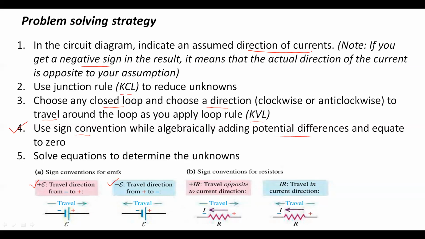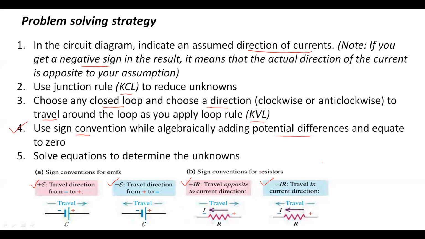Now coming to the sign conventions for resistors. You know that current always travels from a region of high potential to a region of low potential. So when you are traveling around the loop, when you are going against the direction of the current, that is towards the region of increasing potential, then the potential drop across the resistor can be taken as positive, plus IR. On the other hand, if you're traveling along the direction of current, that is towards a region of decreasing potential, then the value of the potential drop can be taken as negative.